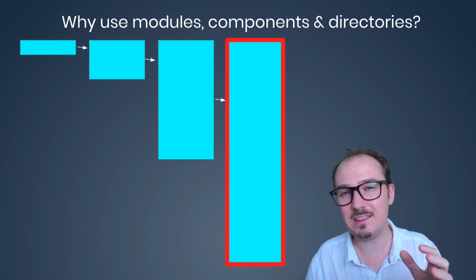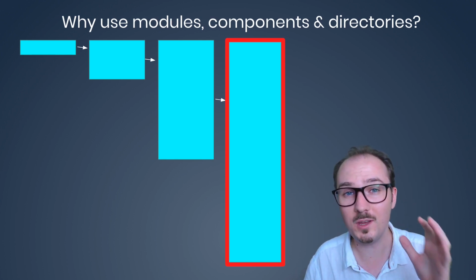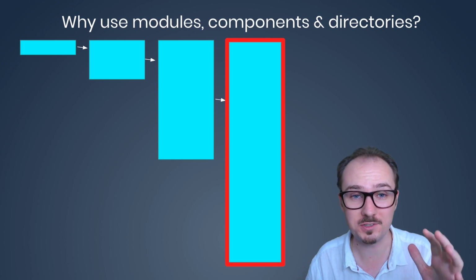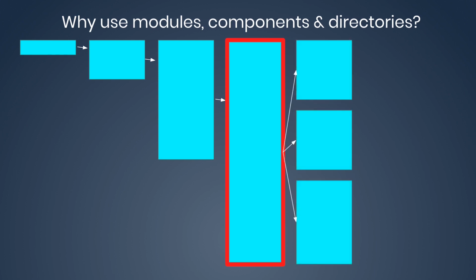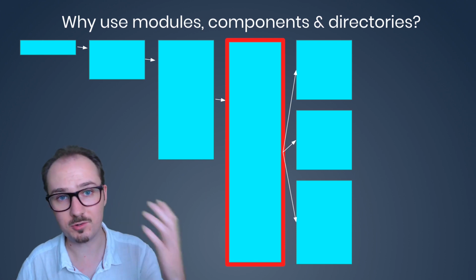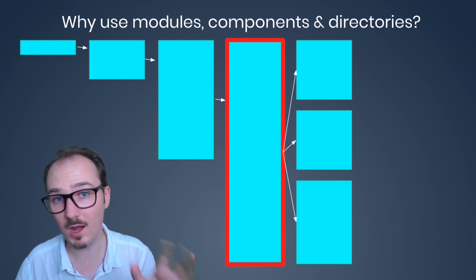And it's exactly this tension of growing complexity that modules are designed to alleviate. When you start to feel this tension of growing complexity, you can split a big file into many small files. In the JavaScript world, these are called modules.